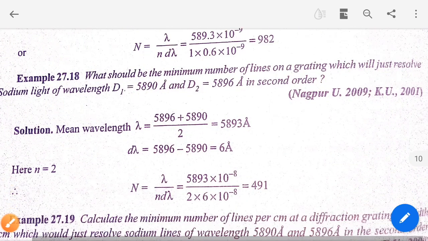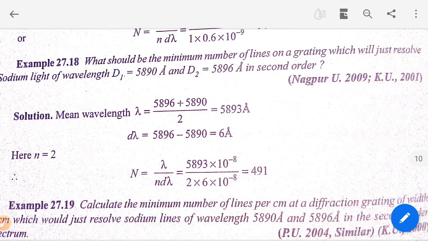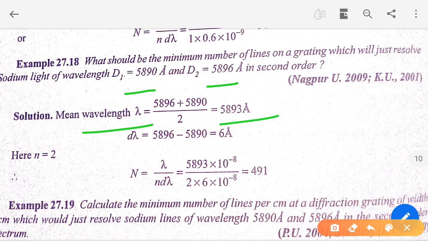As we move further, what should be the minimum number of lines on a grating which will just resolve sodium light of wavelengths lambda 1 equal to 5890 angstrom and lambda 2 equal to 5896 angstrom in the second order? Here are the two wavelengths to resolve, and we take the mean wavelength, whose value is 5893 angstrom. The difference between the maximum and minimum is 6 angstrom.